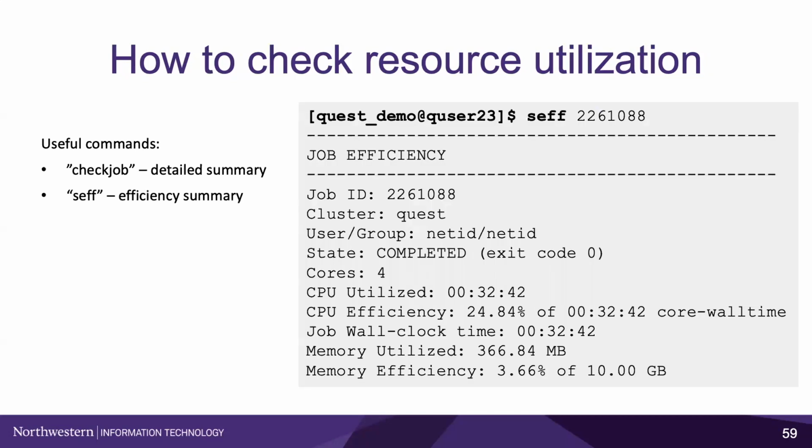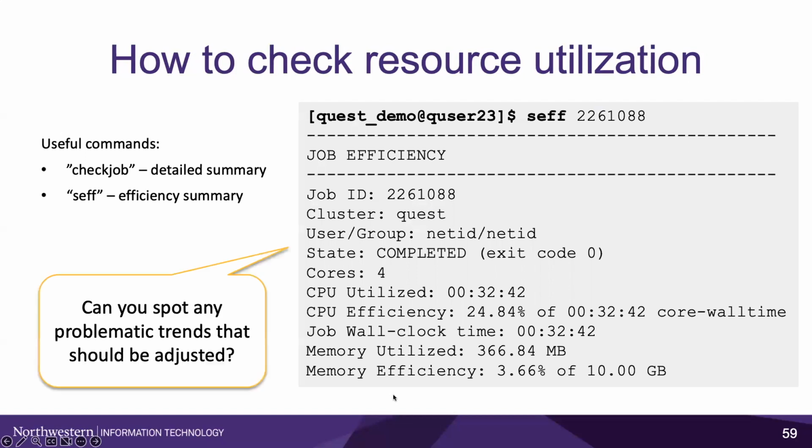And the way that you use this command is something like this, where you type in seff followed by the job ID that you want to look into. And Quest will print this efficiency summary, including the job ID, the NetID, the state of the job, the number of cores, CPU efficiency, and memory efficiency.